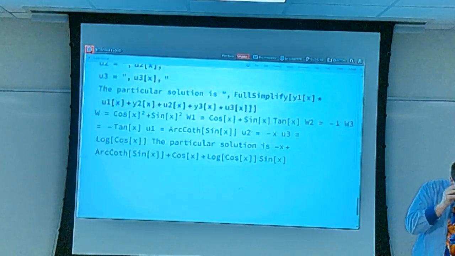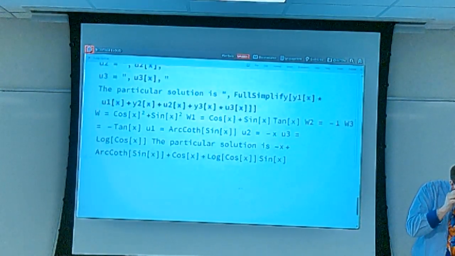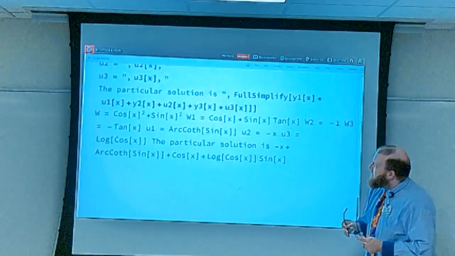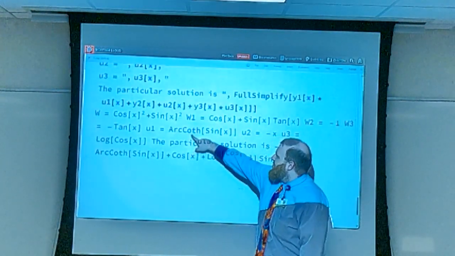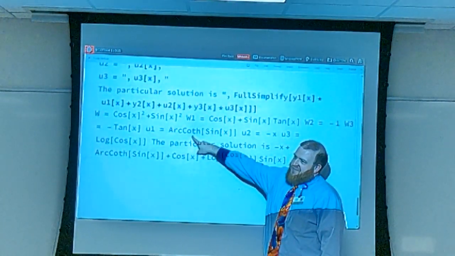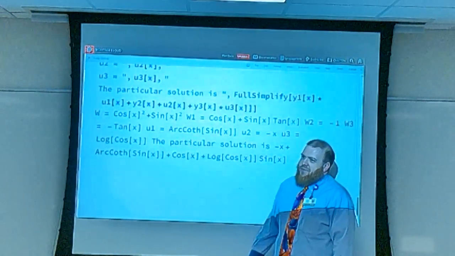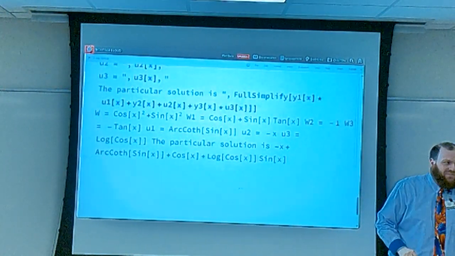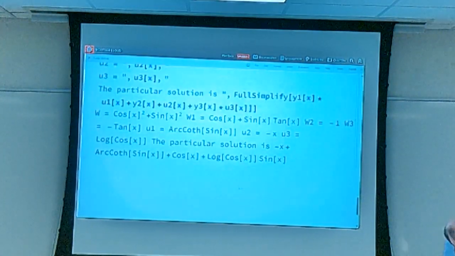The second issue, look at U1. It uses hyperbolic functions. That's not incorrect, you can use them. But if you haven't studied hyperbolic functions, you have no idea what that is. There is a way around each of those.